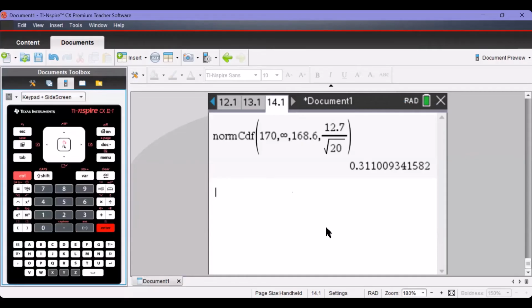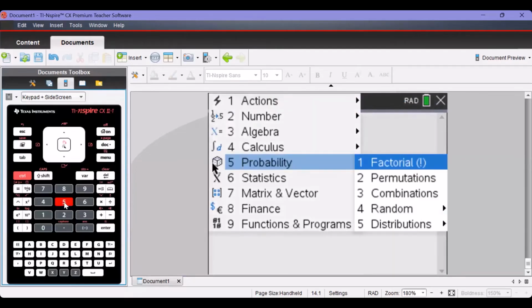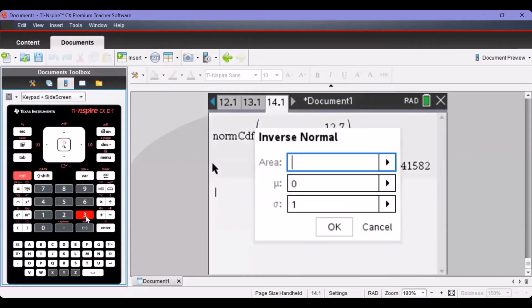In part D, we are asked to use the result from part C to determine the value of h. So what we need to do now is find the critical value, if you like, and equate it to 168.6 plus h. To do that, we use the inverse normal command. So we'll press menu, 5 for probability, 5 for distributions, 3 for inverse normal. Now, that required probability in part C was 0.125. So the inverse normal area that we need to enter here is to the left of that. So that's 0.875, or 1 minus 0.125.